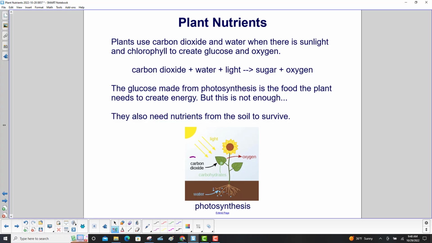Plants use carbon dioxide and water, when there is sunlight, and chlorophyll to create glucose and oxygen. The reaction is carbon dioxide plus water plus light gives you sugar and oxygen. The glucose made from photosynthesis is the food the plant needs to create energy. But this is not enough. They also need nutrients from the soil to survive.